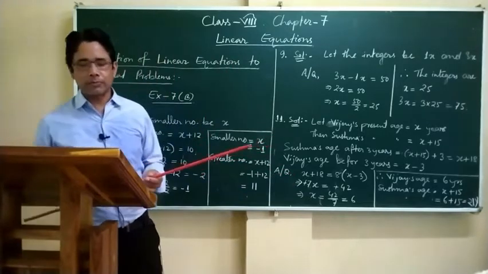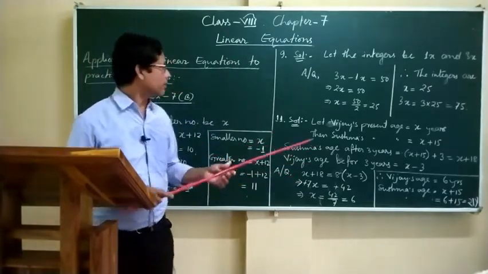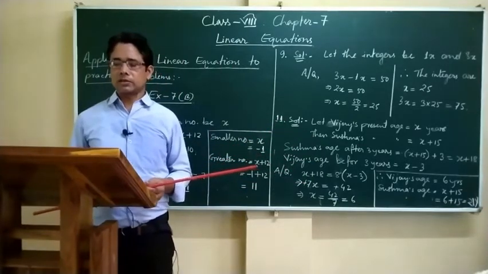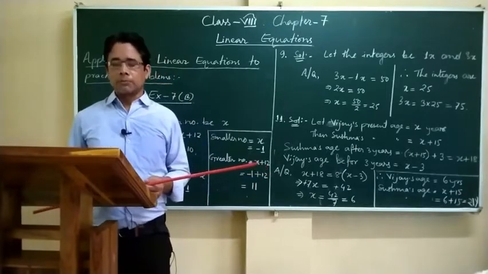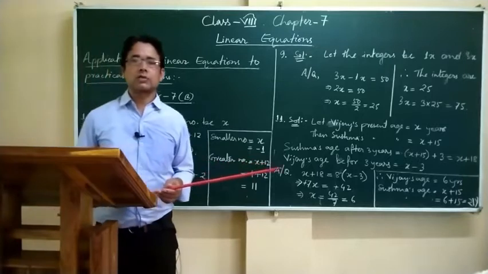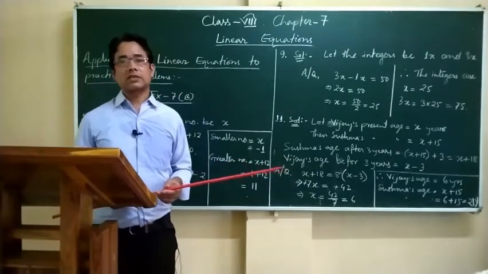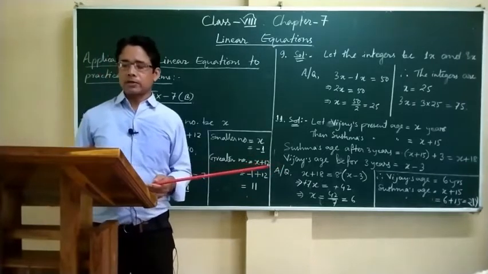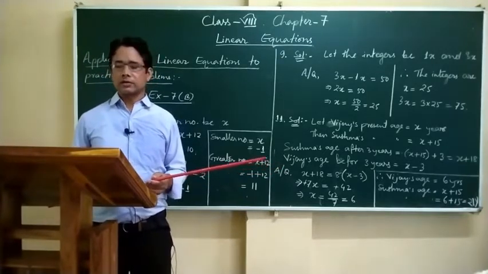Exercise 7b, question number 11. The question is, Sushma is now 15 years older than Vijay, but in 3 more years, she will be 8 times as old as Vijay was 3 years ago. I'll explain this. Now what we have to find is, how old are they now?